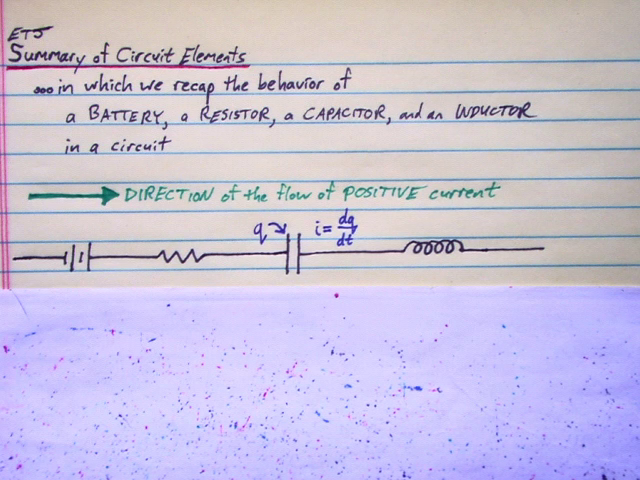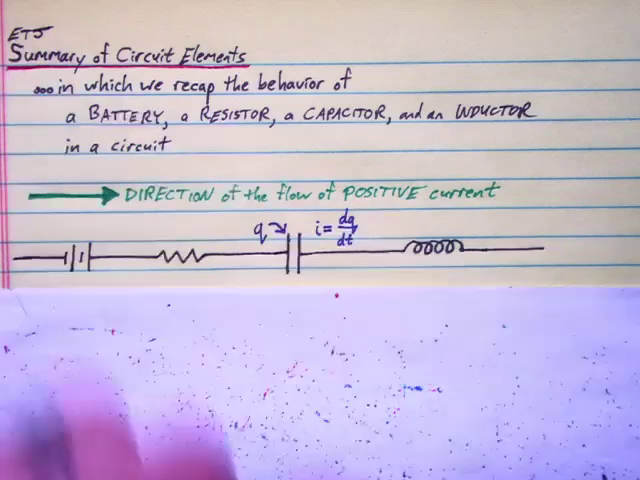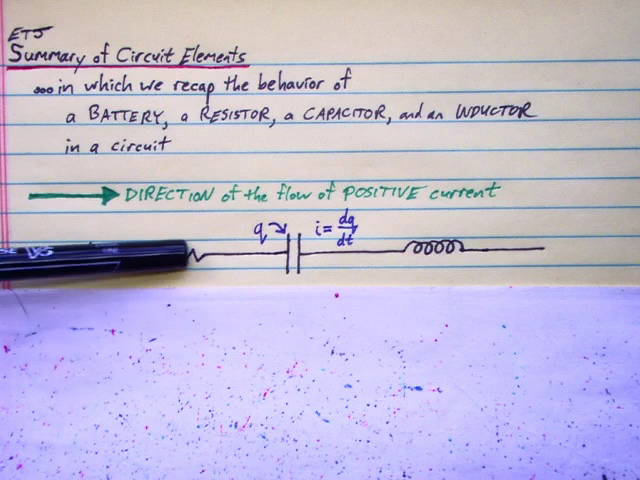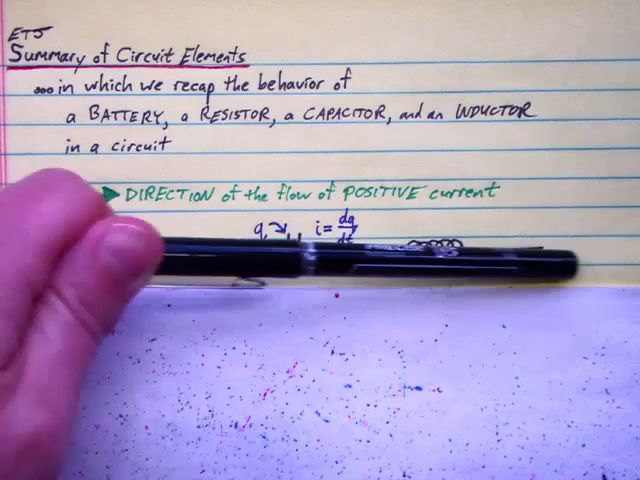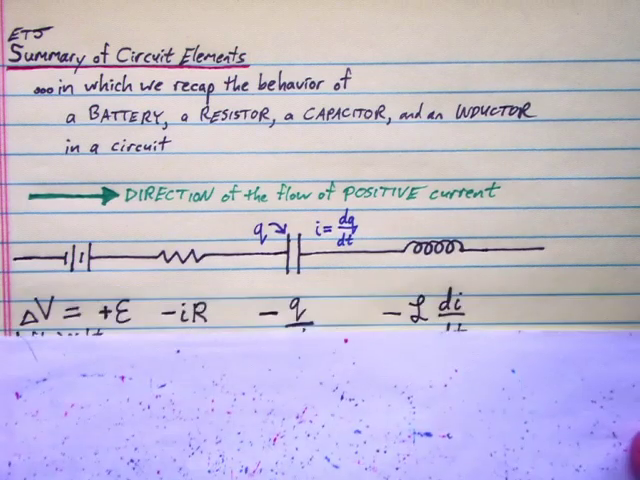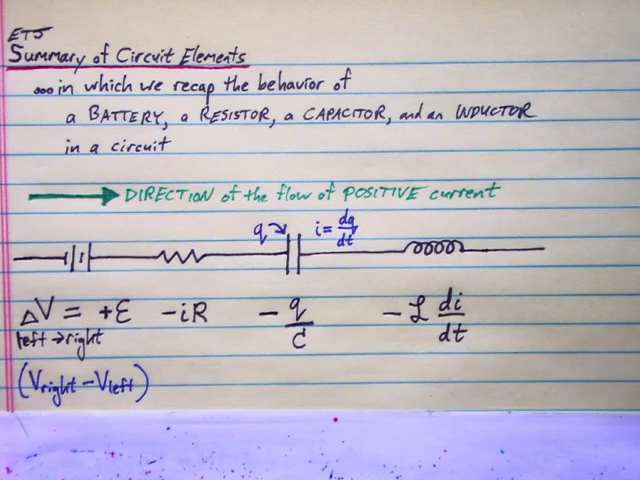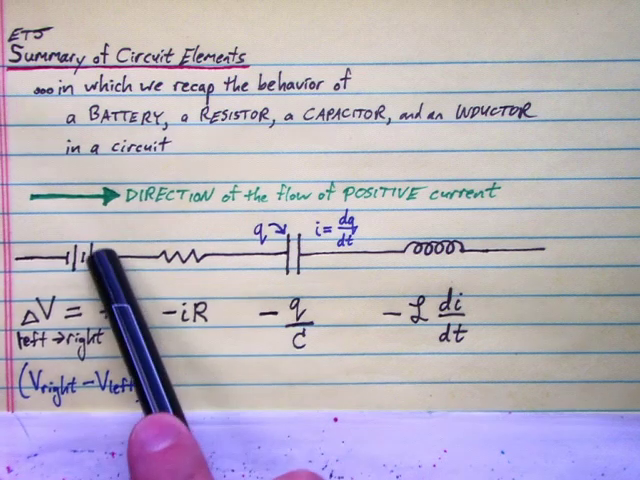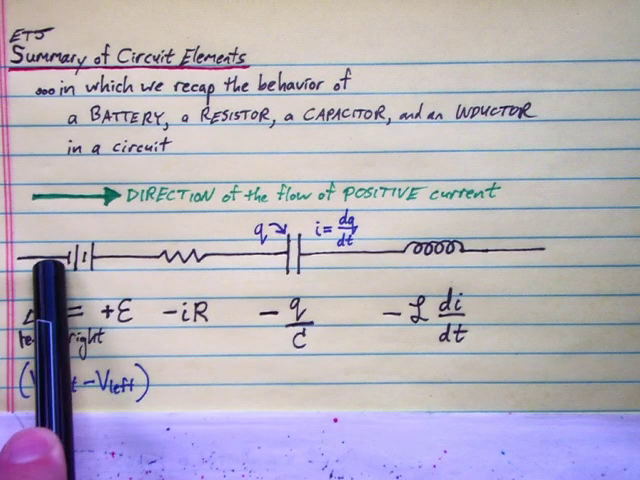And then if we have these circuit elements lined up along a wire, we can write down an expression for the potential difference that we encounter as we move from left to right across each one of those elements. So our potential difference as we go from left to right, meaning V final minus V initial, V final on the right-hand side of the element minus V initial on the left-hand side of the element.